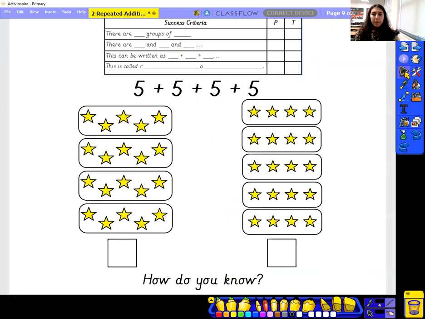Let's have a look at this one then. I've got a repeated addition here. 5 plus 5 plus 5 plus 5. You need to have a look at these representations and have a think. Which one of these representations is showing you 5 and 5 and 5 and 5? Pause the video for some thinking time.